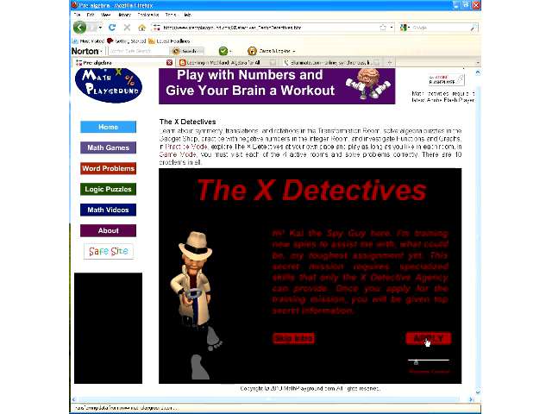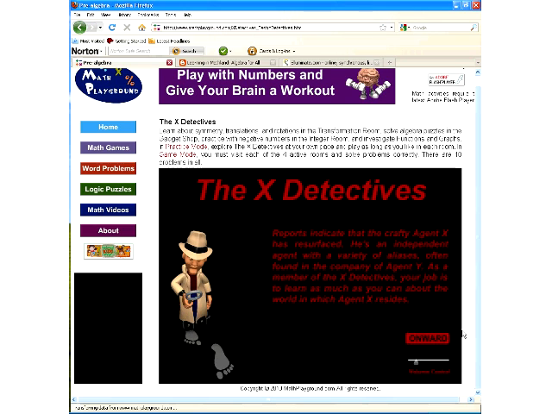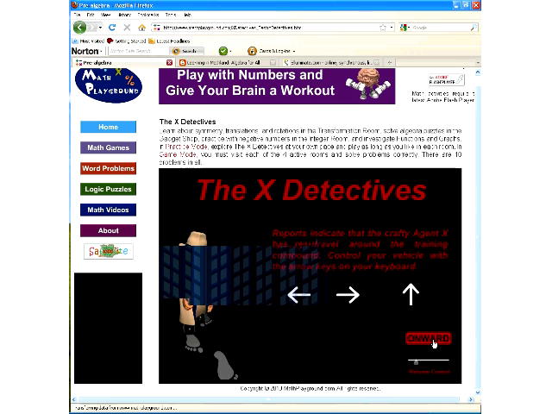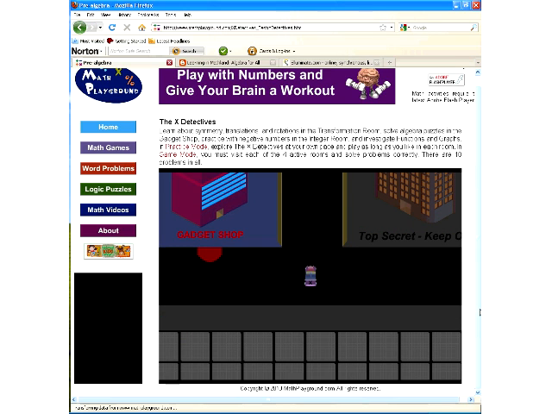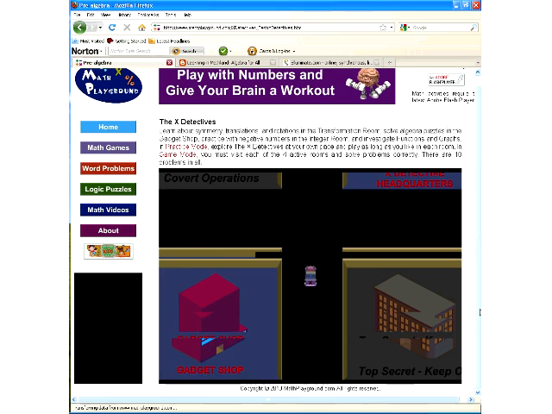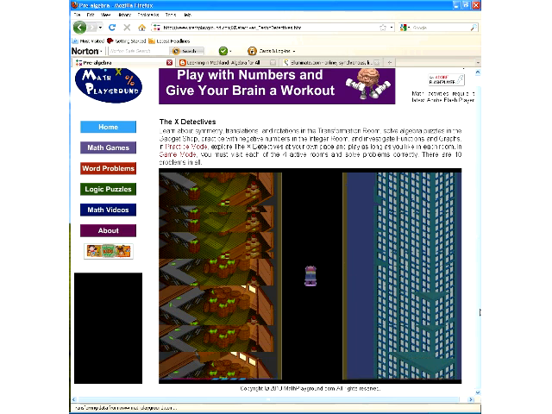So I'm going to skip the intro and just apply to be an X detective. Oh, I should have skipped the intro. No, never mind. Well, we'll just go through this. And okay, eventually we get to the X detectives' compound. And the students can drive this X-mobile around.